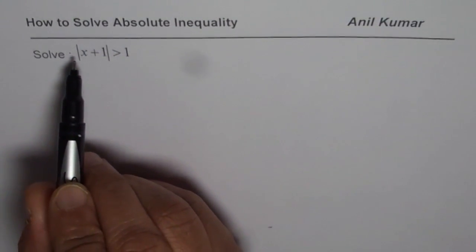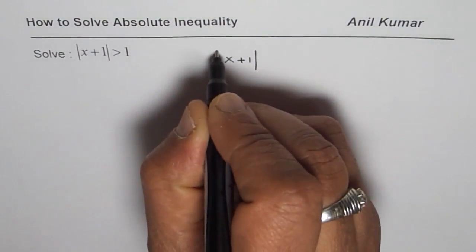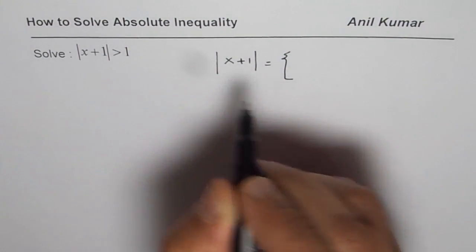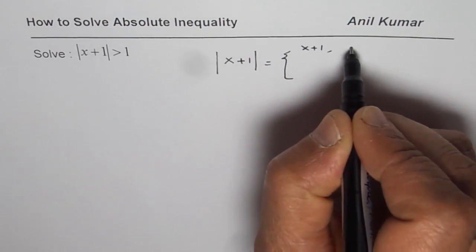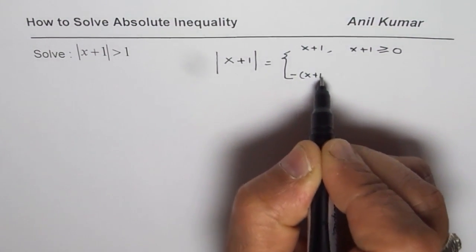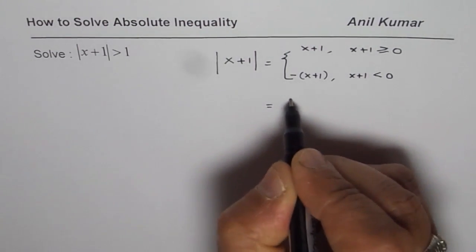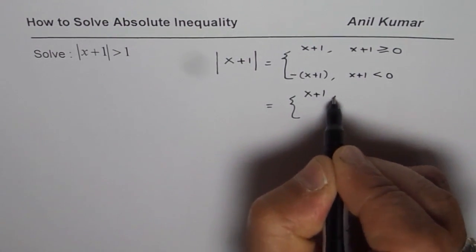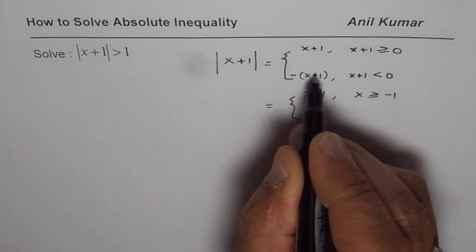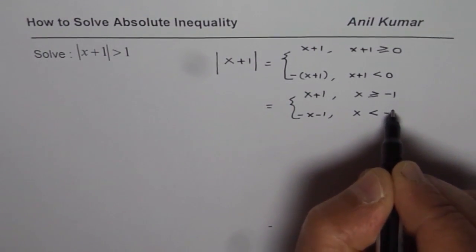Now let us first understand the absolute function itself. Absolute value of x plus 1, as you know, is always positive, and this could be defined as a piecewise function. We could write this as x plus 1 when x plus 1 is greater than or equal to 0, and negative of x plus 1 when x plus 1 is less than 0. Or I could also write this as x plus 1 when x is greater than or equal to minus 1, and let me open this, minus x minus 1 when x is less than minus 1, correct?